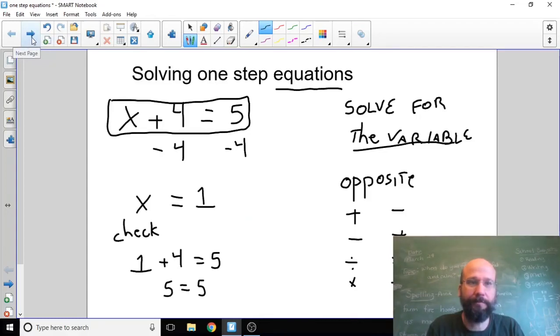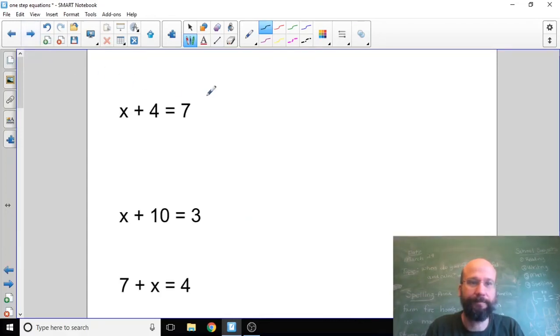So let's do some more. So again, what I want you guys to make sure you understand is the opposites, right? Plus and minus, and multiplication and division. So the opposite, plus 4, right? X plus 4 equals 7. So the opposite of add would be subtract 4 from both sides. So we have x on this side, 4 minus 4 is 0, 7 minus 4 is 3.